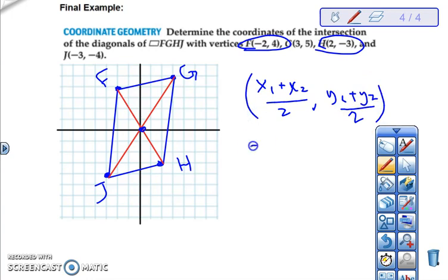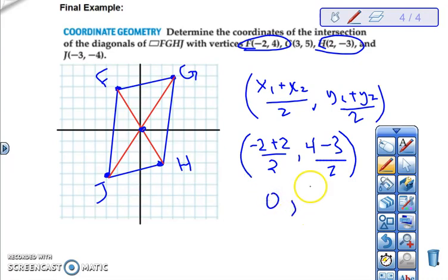So if I take -2 plus 2, divide it in half, that'll give me the x. If I take 4 minus 3, divide it in half, that'll give me my y. And so for the x, we get 0. For the y, we get a half. And so if you look at that picture, look at where they actually cross. If all my lines had been perfectly straight, we can see that it actually does hit a little bit higher than the origin, right? It's not exactly at 0, 0.